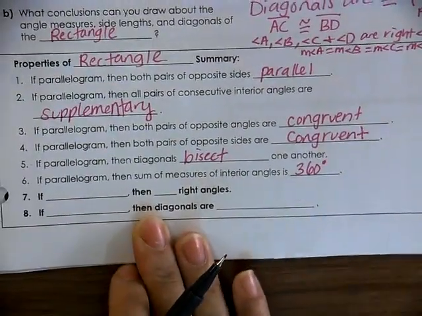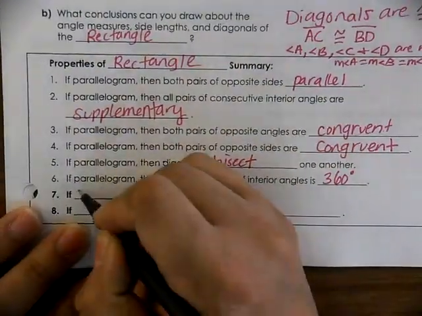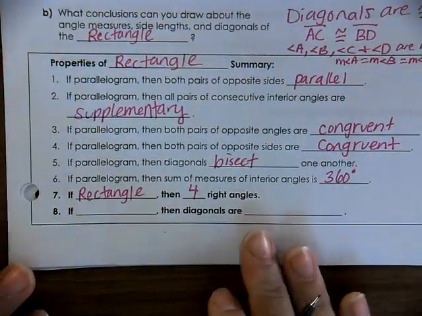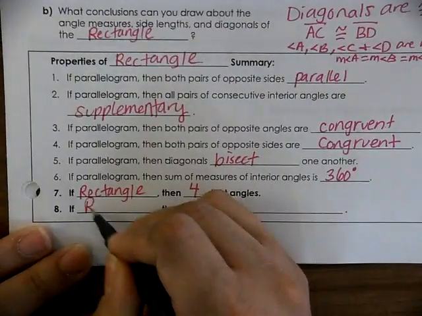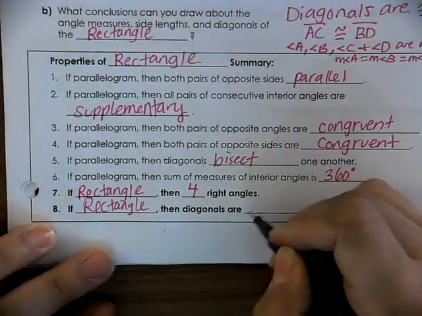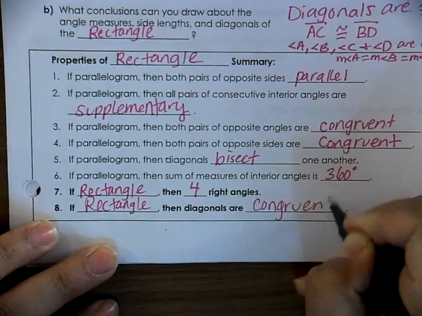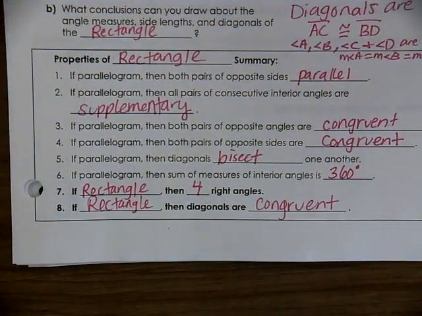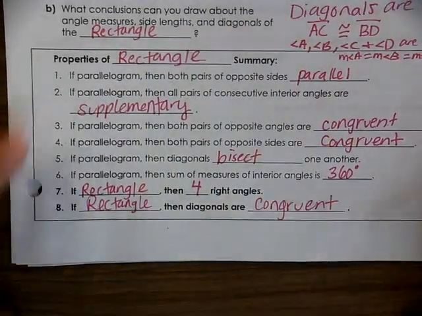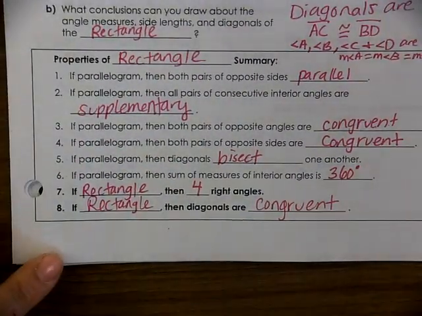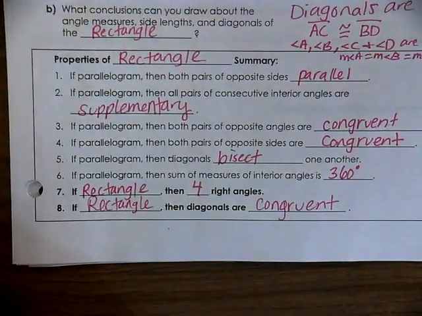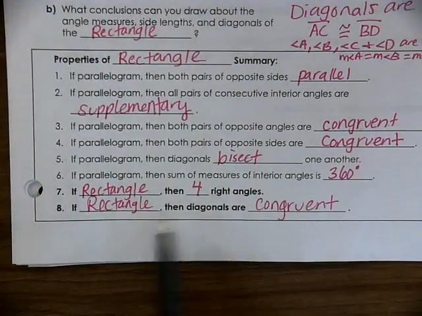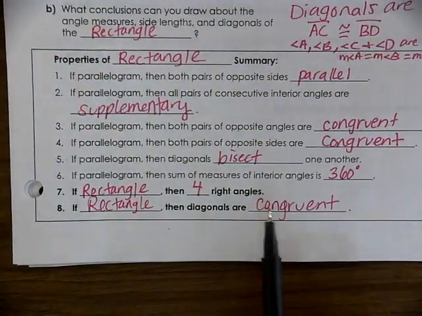So the last 2, though, are what's new about rectangles now. If rectangle, then 4 right angles. And if rectangle, then the diagonals are congruent. There's a lot here, but the nice thing is you are allowed to use your yellow packet throughout the whole quiz and test. So you'll hopefully have a way to remind yourself of these things if you forget. A lot of times students get mixed up with rhombus and rectangle, deciding which one has the diagonals that are congruent. Well, this sheet can tell you.